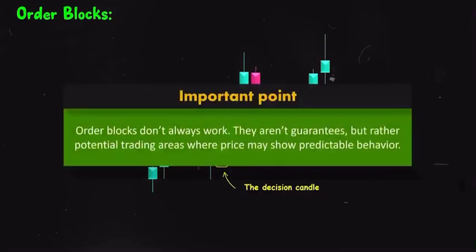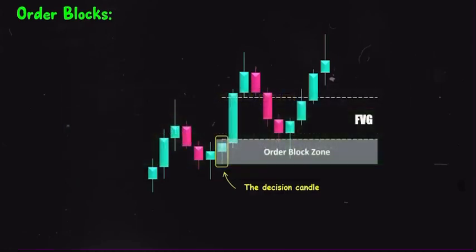It's important to note that order blocks don't always work. They aren't guarantees, but rather potential trading areas where price may show predictable behavior. Like any tool in trading, they should be used in combination with other confirmations and strategies to improve their reliability.